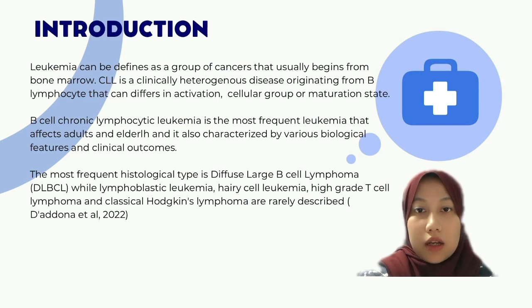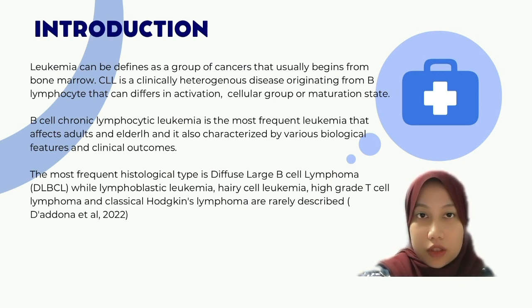and peripheral blood. Chronic lymphoid leukemia is a clinically heterogeneous disease originating from B lymphocytes that can differ in activation, cellular group, or maturation state. It is also a disease derived from antigen-experienced B lymphocytes that differ in the level of immunoglobulin V gene mutations according to Chiarazi. B-cell chronic lymphocytic leukemia is the most frequent leukemia that affects adults and elderly, and it is also characterized by various biological features and clinical outcomes.